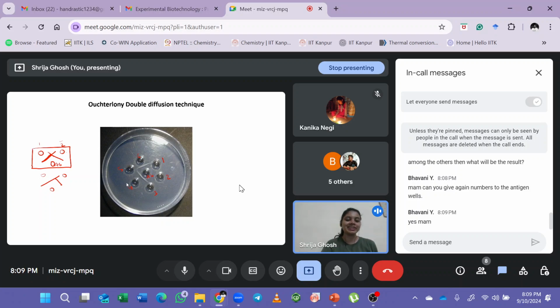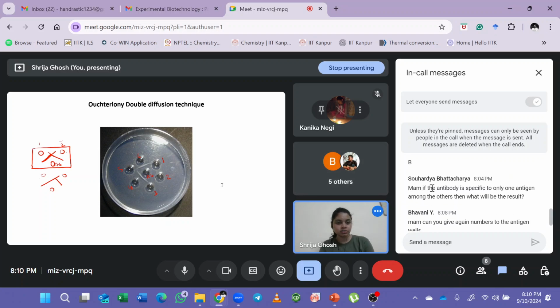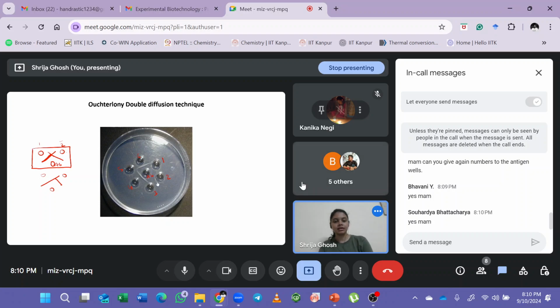Okay, great. Another question was from Sohar. I think that I have already explained, right? So now you understand what will happen if the antibody is specific to only one antigen. Is there any other doubt? Great. Cool, then we'll move on to the next question.